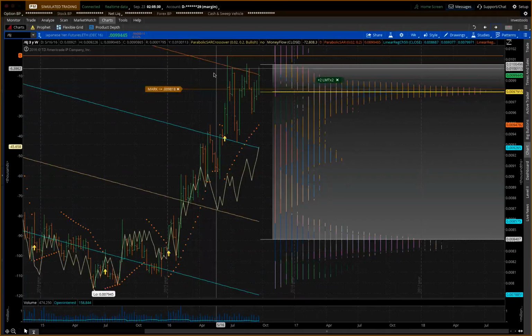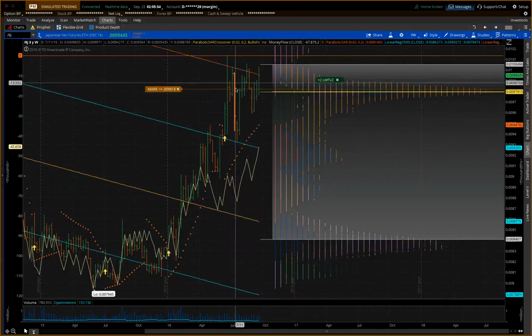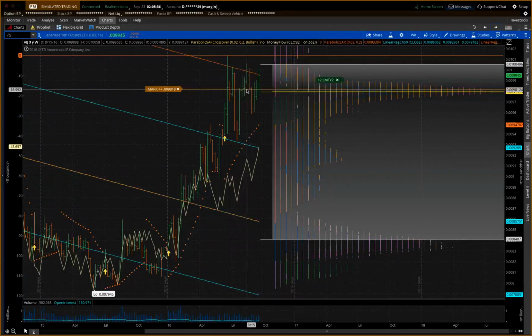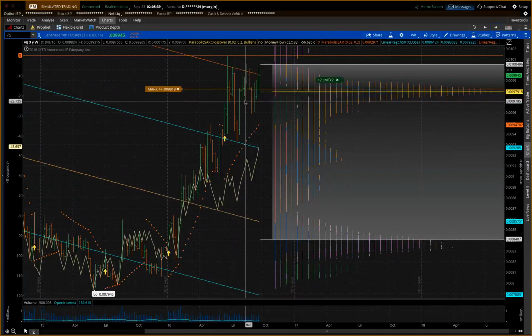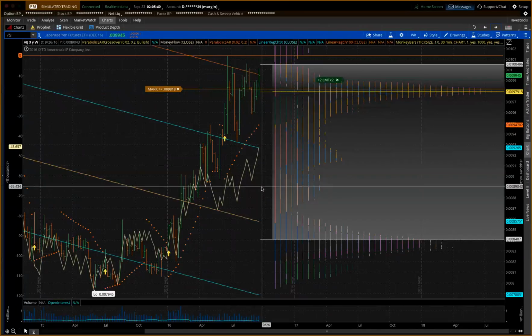Okay, Japanese yen futures here. Setting alarms for a full reversal here.